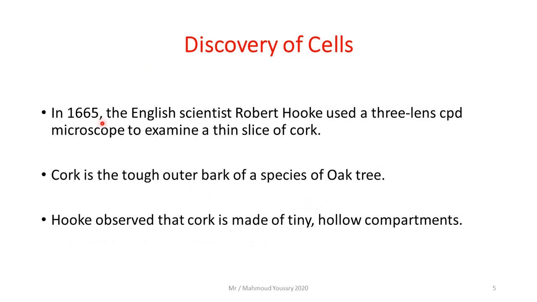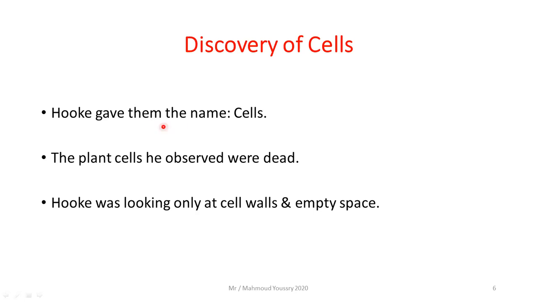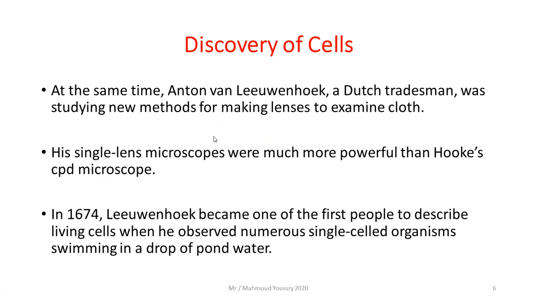Okay, then in 1665, the English scientist Robert Hooke used a three-lens compound microscope to examine a thin slice of cork. Cork is the tough outer bark of a species of oak tree. So he was examining plant cells. Hooke observed that cork is made of tiny hollow compartments, that he then gave the name cells, as we know them right now. The plant cells he observed were dead. He was looking only at cell walls and empty space.